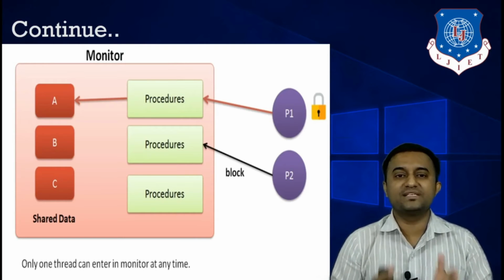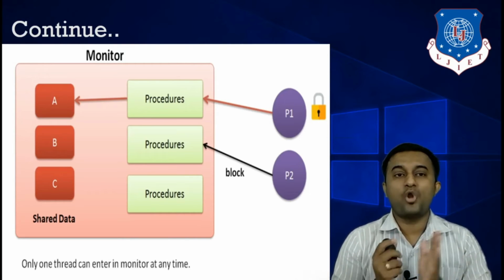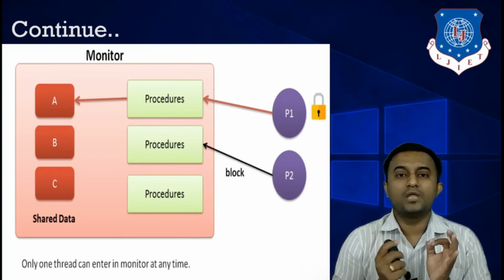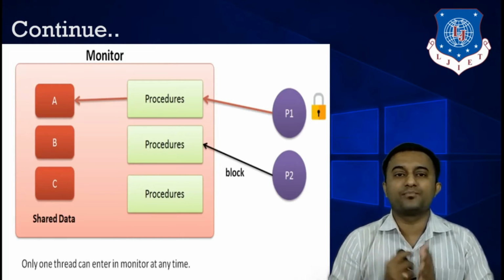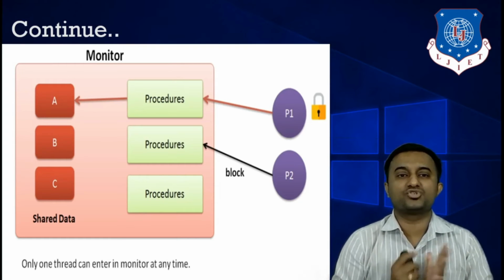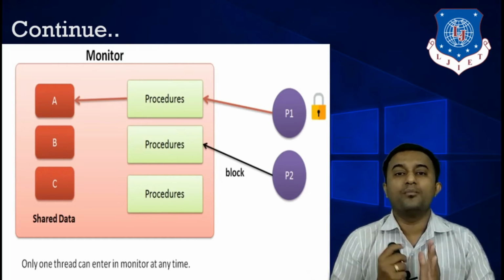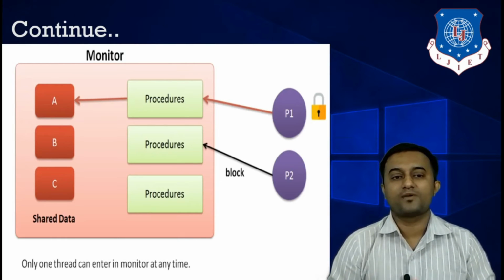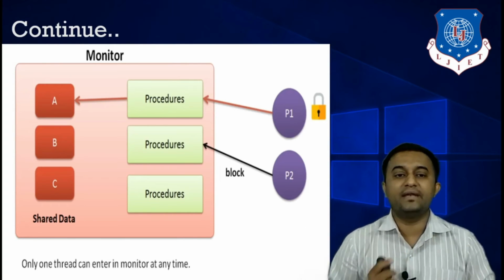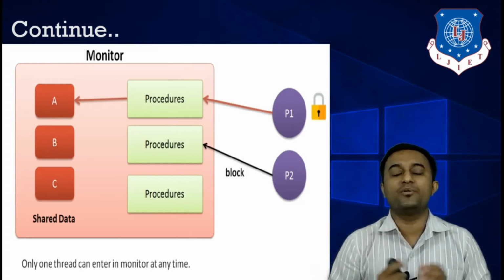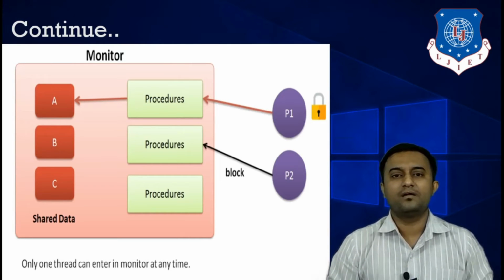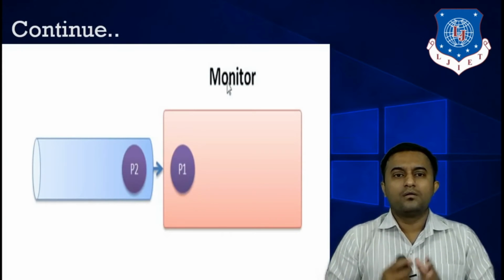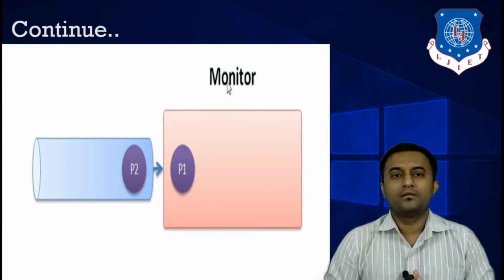As I told you, this request will be blocked by the monitor because the lock is already assigned to the P1 process and P1 is using that resource A. So the P2 request would be blocked by the monitor. As I told you, only one thread can enter a monitor at any moment of time. Clear? Okay. Now, one more thing you have to keep in your mind.